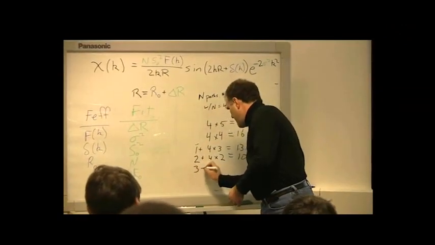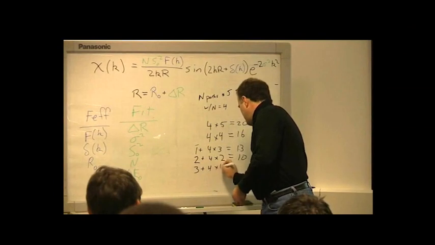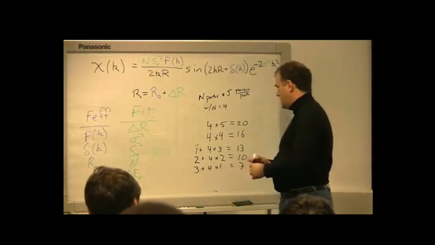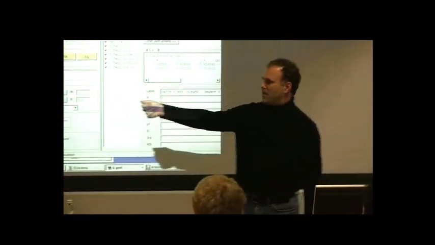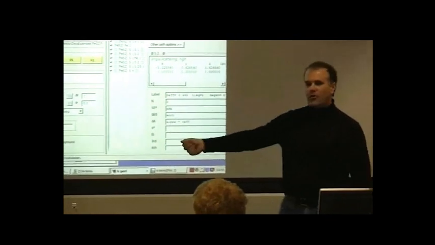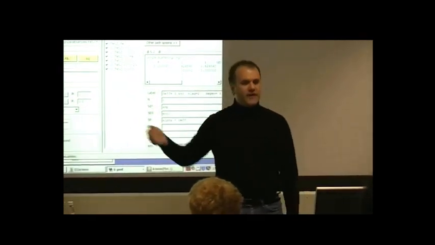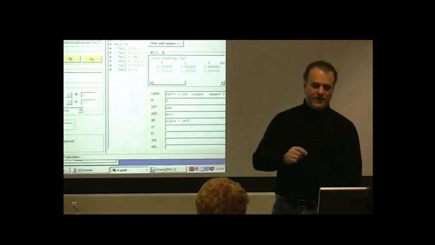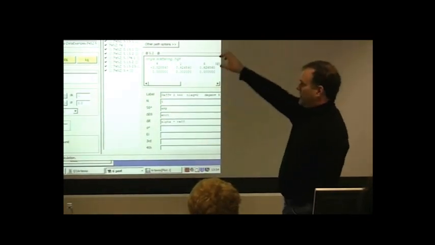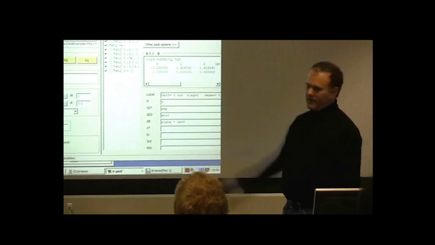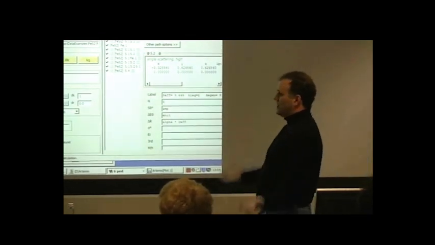3 plus 4 equals 7. So we've now reduced the scope of the problem from the apparently intractable 20 all the way down to needing only 7 parameters to fit the data out to 3.8 using 4 single scattering paths. So finally, we need to talk about sigma squared.